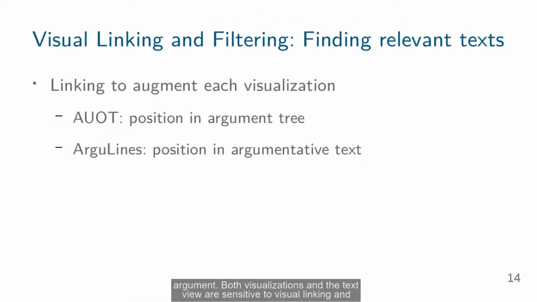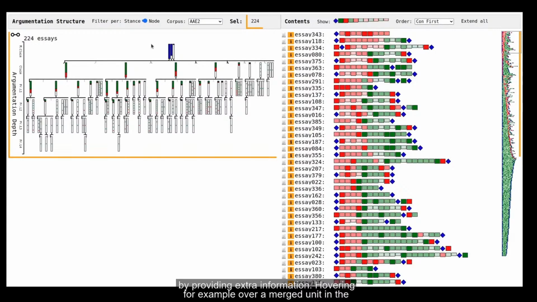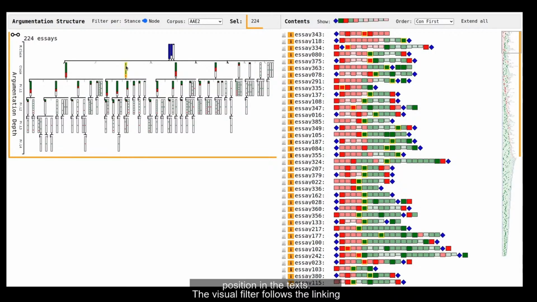Both visualizations in the text view are sensitive to visual linking and filtering to facilitate finding relevant texts. Additionally, the visual links augment each view by providing extra information. Hovering, for example, over a merged unit in the argument unit occurrence tree highlights all contained units in the argulines, thus providing information about their position in the texts.